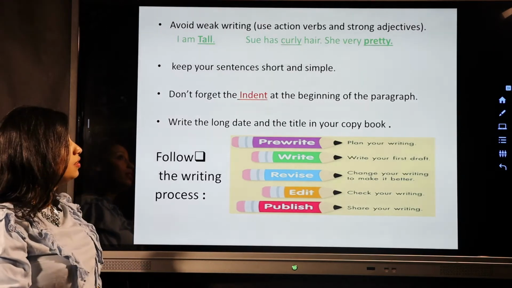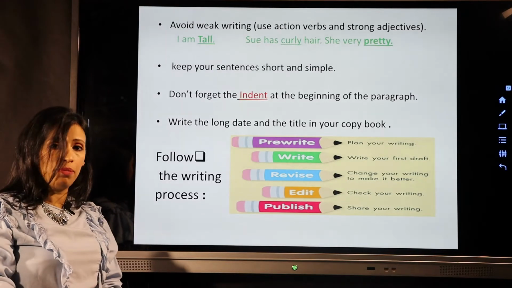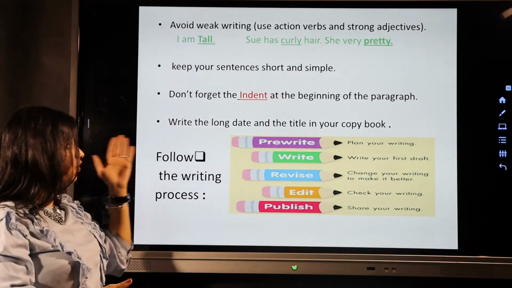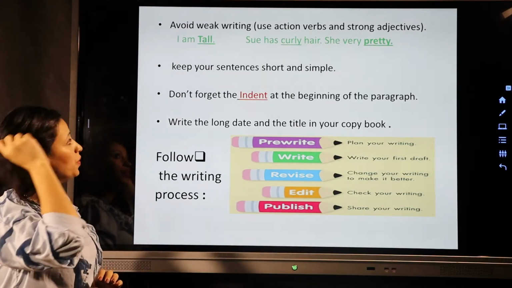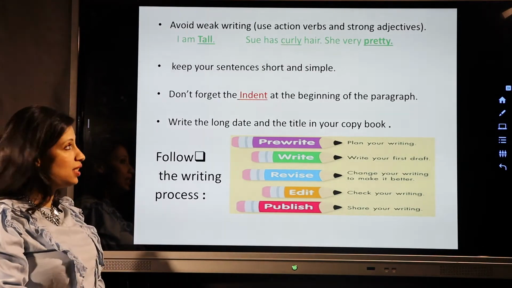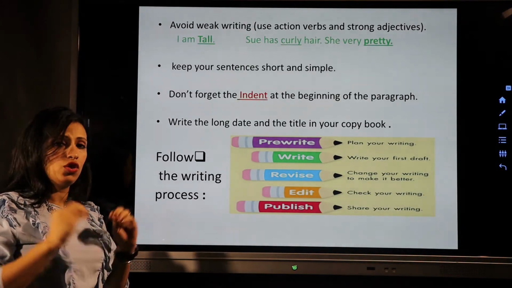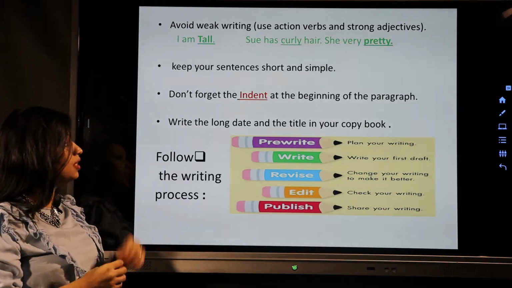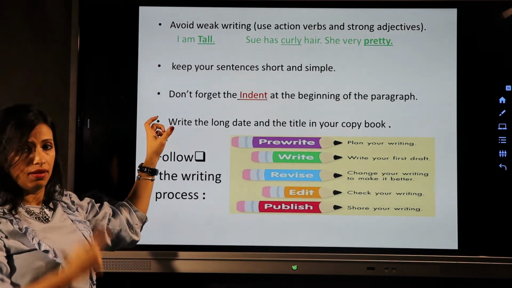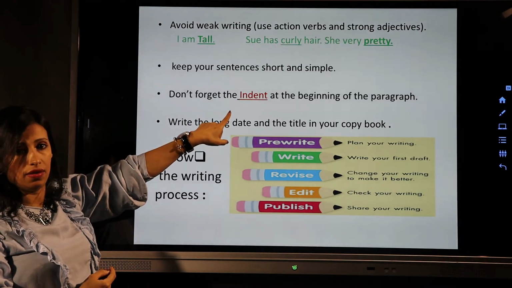Okay, keep your sentence short and simple. Your sentence should be short, simple, and straightforward so the reader can understand what you mean by this sentence. Okay? Don't forget the indent at the beginning of the paragraph. This is very important. When you start your paragraph or your writing, you have to start by leaving a space in the first line only, and this space we call an indent.